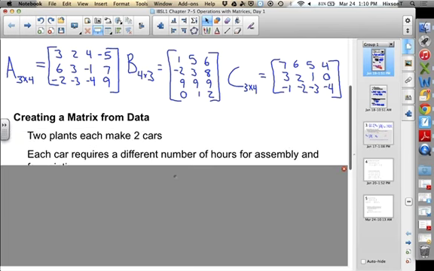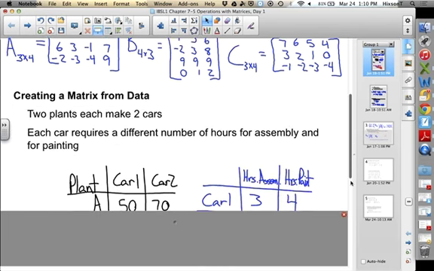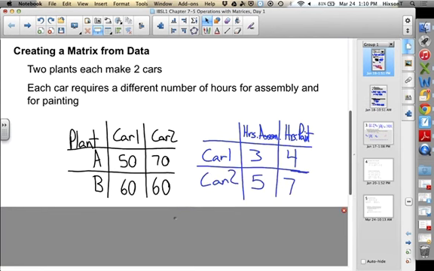All right, so let's say that we have this data right here. Okay, each car requires a different number of hours for assembly and painting. So here we have plant A, and it's going to produce 50 of whatever car 1 is and 70 of whatever car 2 is. All right? Plant B is going to produce 60 of each type of car. All right, so that's raw data that we know.